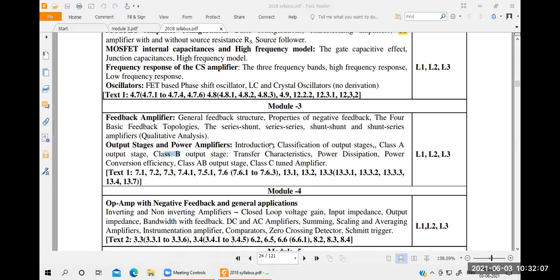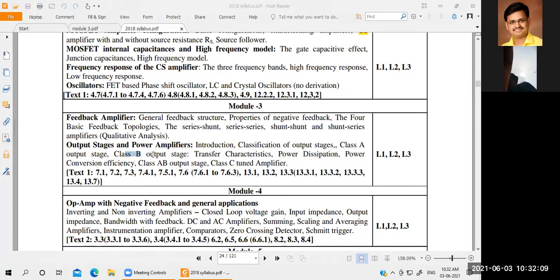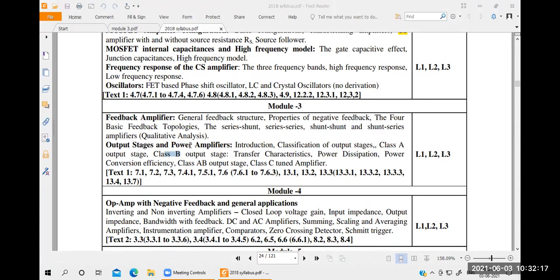So feedback amplifier and power amplifier: the basic questions are very important. In the interview, they will ask what the feedback amplifiers are. In that you have to mention voltage amplifier, current amplifier, transconductance amplifier, transresistance amplifier. What are the feedback topologies? Series-shunt, series-series, shunt-shunt, shunt-series. What are the power amplifiers? Class A, Class B, Class C, then Class AB, then Class D. Understood? The power amplifier we'll discuss next week. Okay.